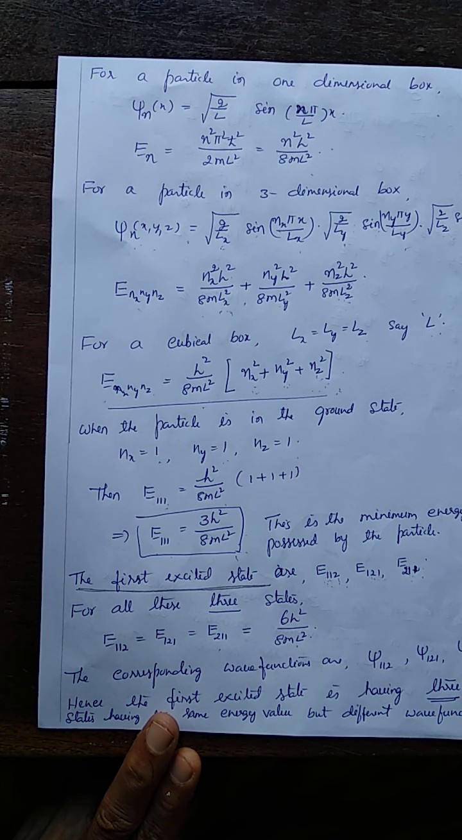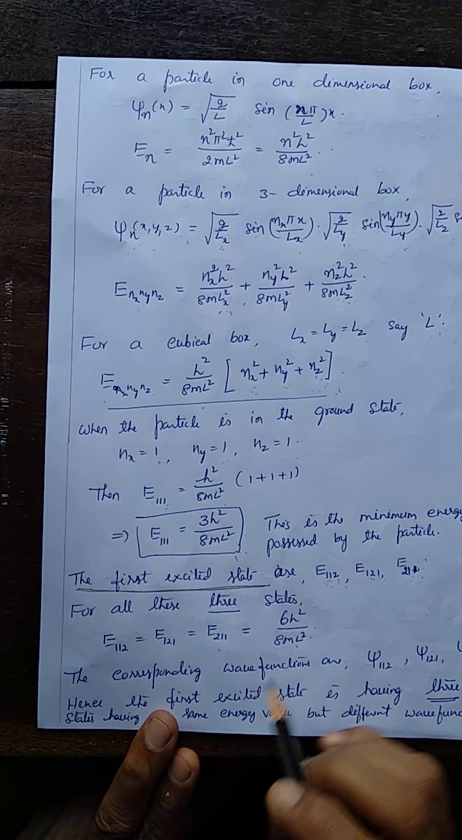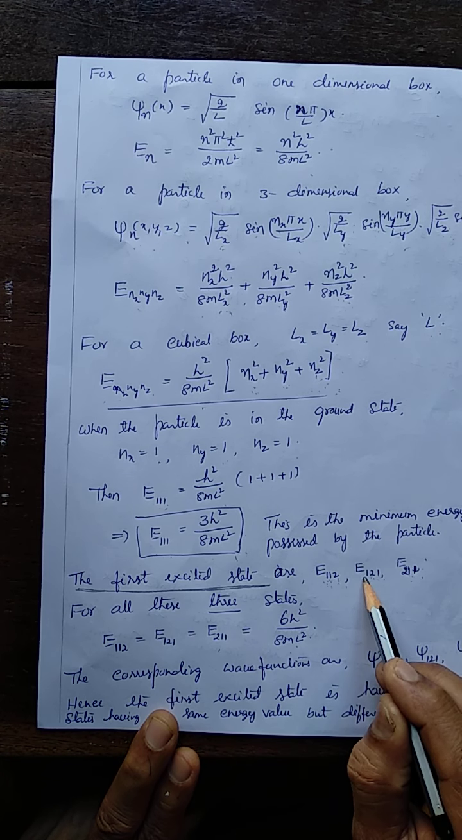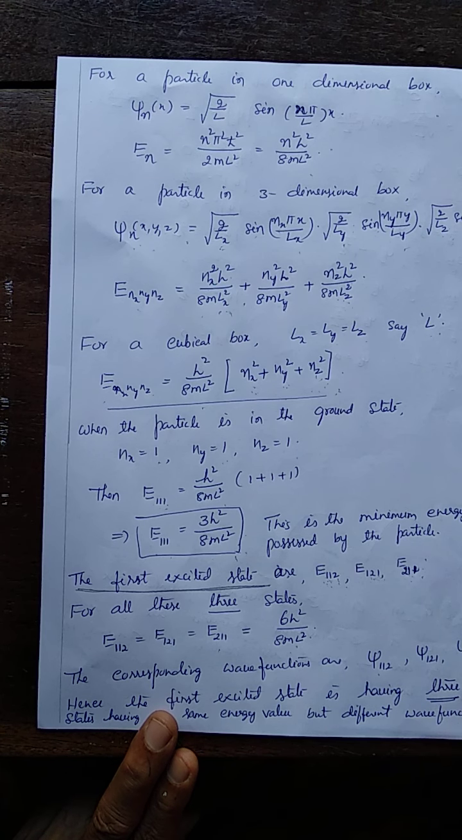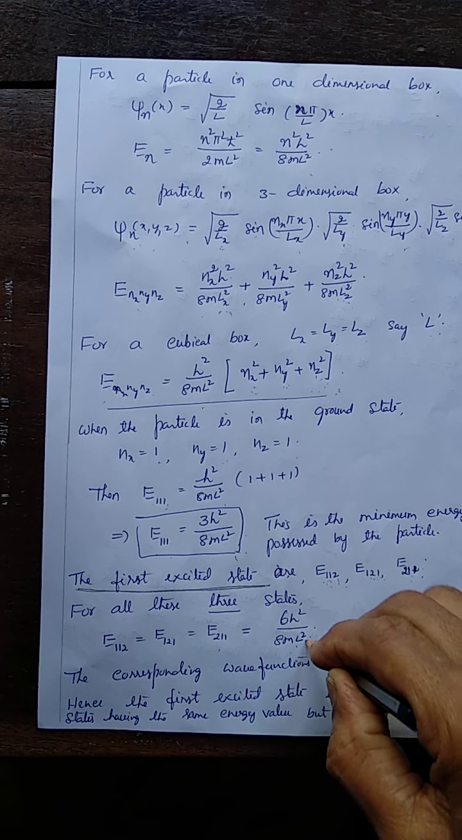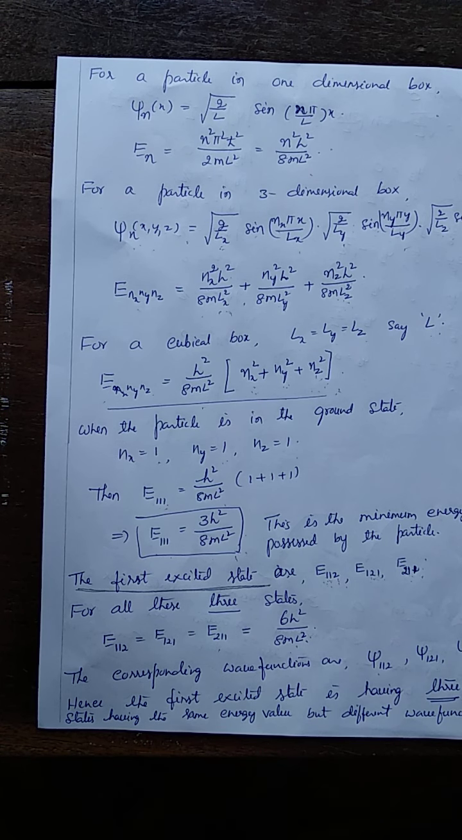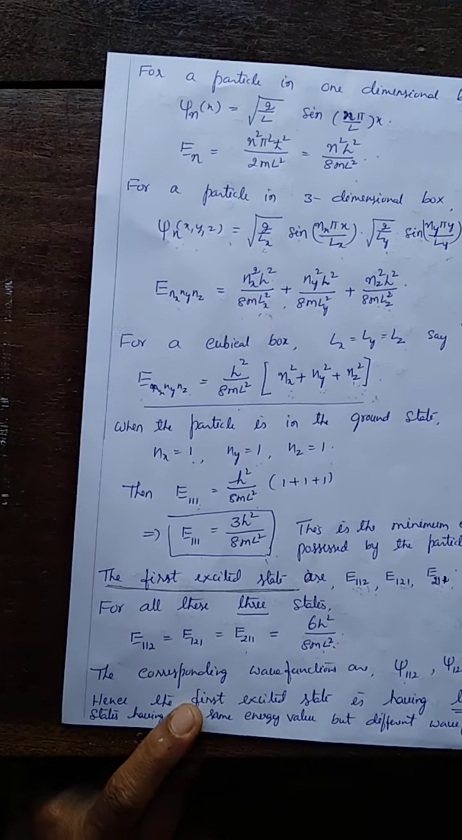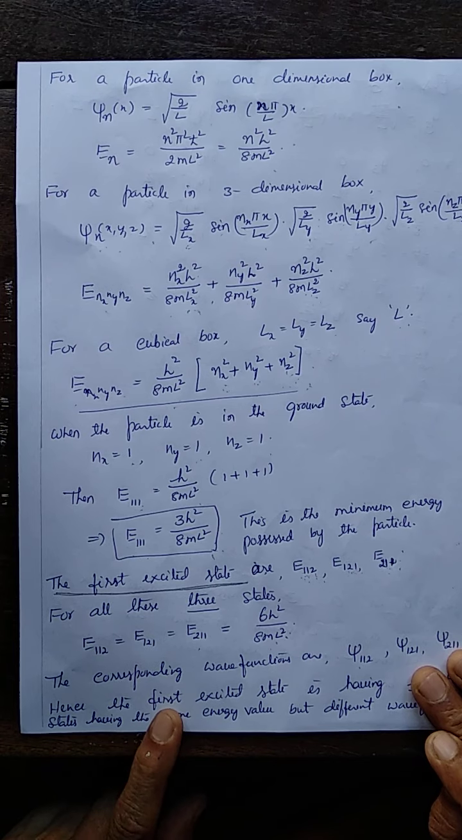What about the wave functions? Energy value remains the same, and the corresponding wave functions are psi 112, psi 121, psi 211. The wave functions are different: three different wave functions having the same value of energy. The first excited state has three states with the same energy but different wave functions. This phenomenon is called degeneracy, degeneracy of the energy states.